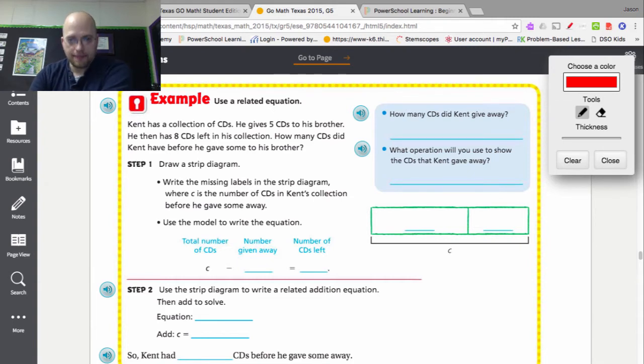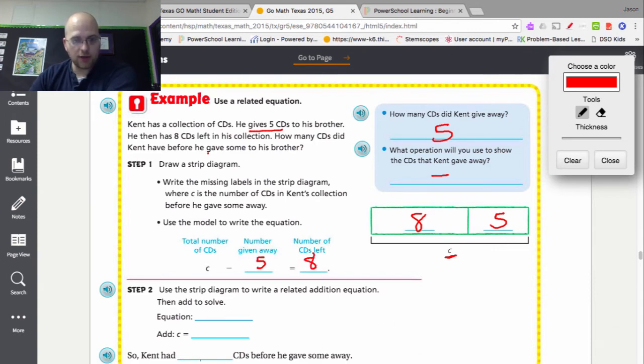So, always we want to ask ourselves, what do I know? What do I need to know? So, what I know is that Kent gave away 5 CDs. Gave away is the key word that tells me I want to subtract. Okay, so I had this amount, C. I don't know how many that is, but that's how many I had to start with. I gave away 5 and I have 8 left. So the equation looks like this: C minus 5 equals 8.